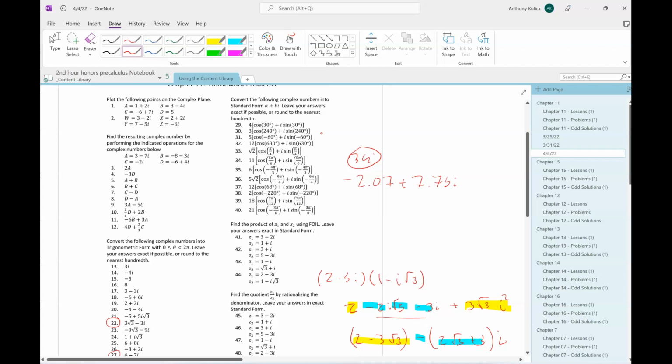Is that okay, Maddie? The angle's in radians. If I'm going to do cosine or sine of an angle, and the angle's in radians, I better be in radian mode. That's all.